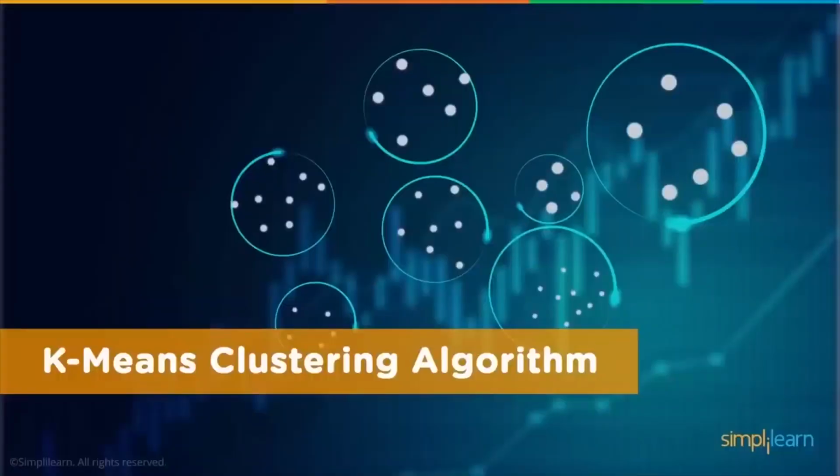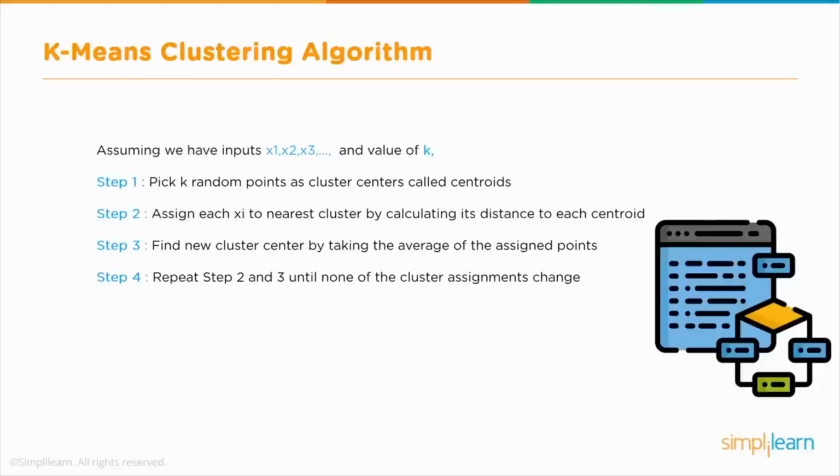So let's take a look at the k-means clustering algorithm. Let's say we have x1, x2, x3, up to xn, n number of points as our inputs, and we want to split this into k clusters, or we want to create k clusters. The first step is to randomly pick k points and call them centroids. They are not real centroids, because a centroid is supposed to be a center point, but they are just called centroids.